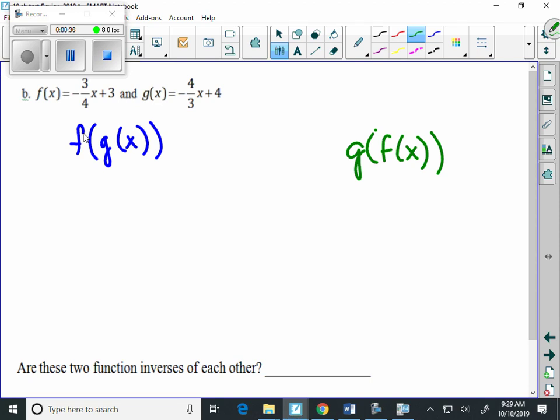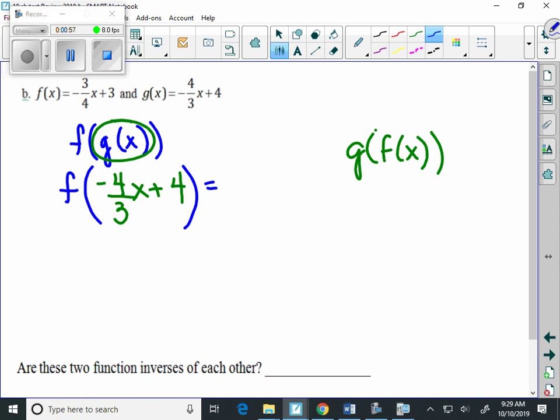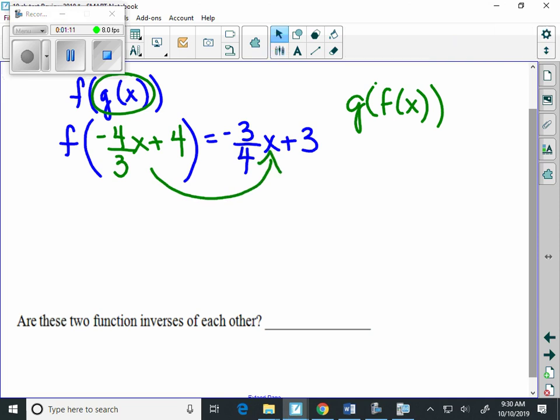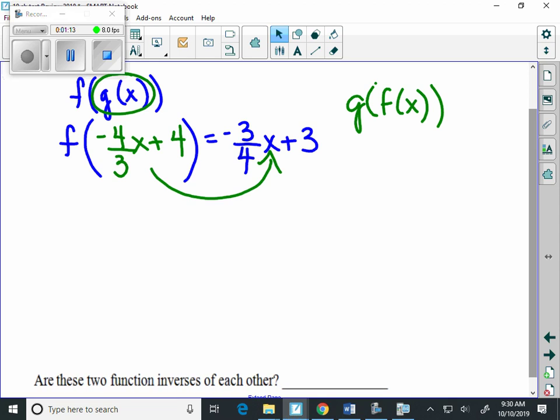But g of x is where we're going to start. We're going to fill this in first. And that is negative 4/3 x plus 4. We're going to take that value and put that value back into our f function wherever we see x. And our f function is negative 3/4 x plus 3. So this green value is going to replace that blue x. We're never going to write that blue x again.